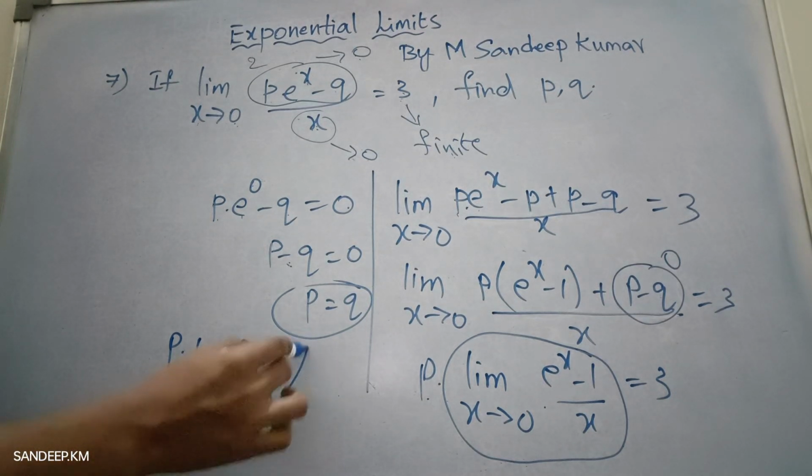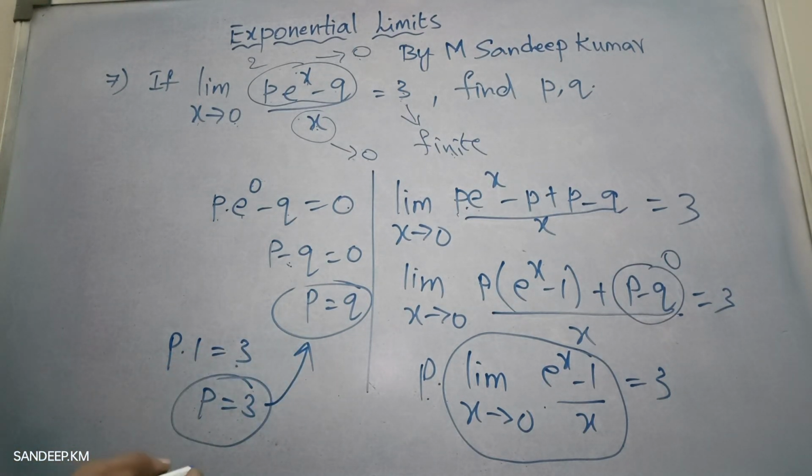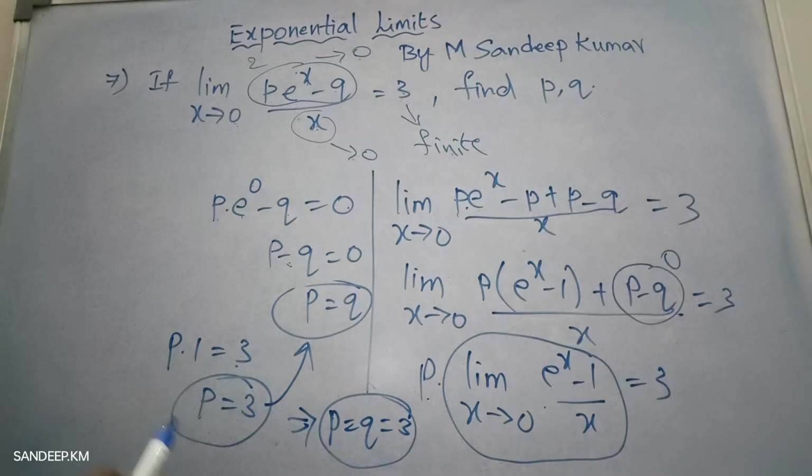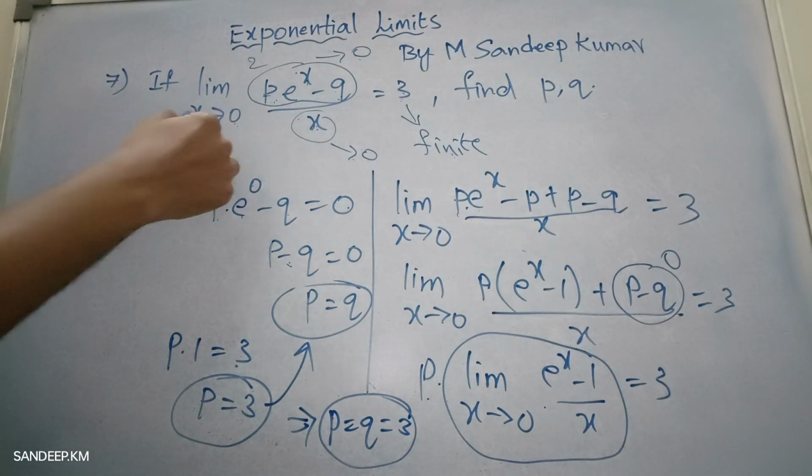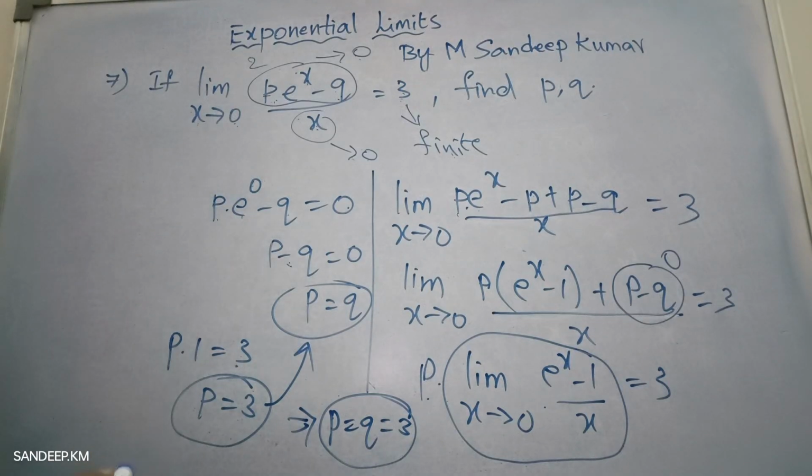And if p is equal to 3, because of this, q is also equal to 3. So that implies p is equal to q, both are equal to 3. So that is the answer for this question. You can verify it. If p and q both are 3, you can take 3 common and you will get the answer. Both the values of p and q are 3.